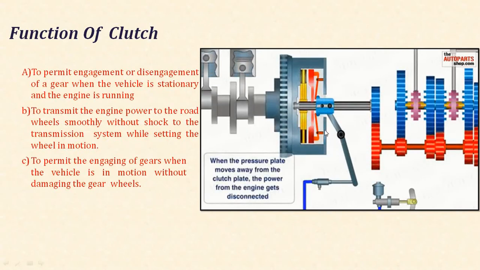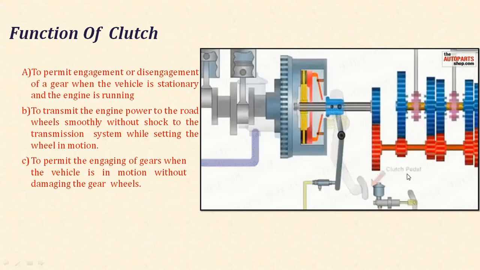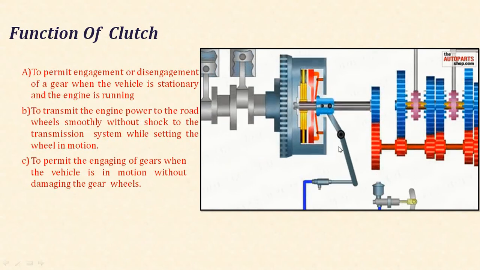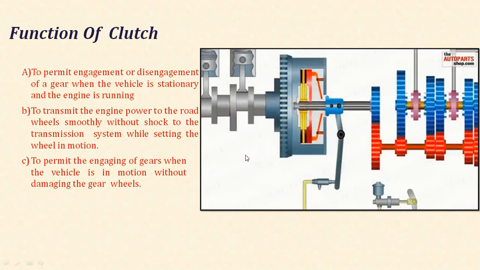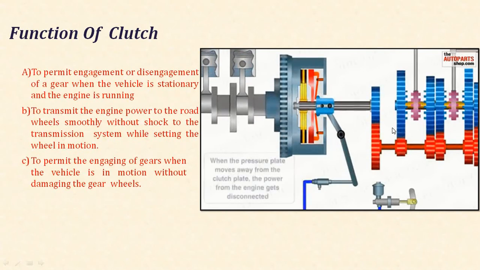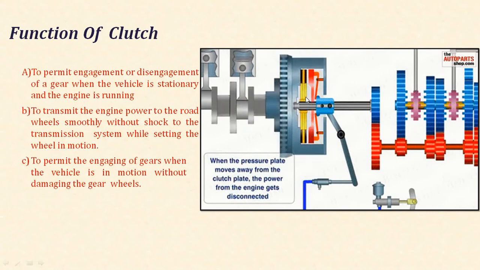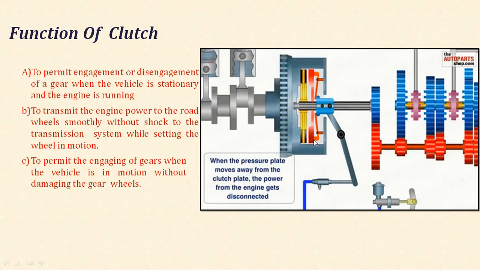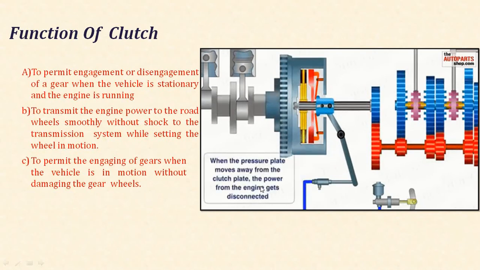Now you can see the animation in which, when the driver operates the clutch pedal, fluid flows through the linkages, the pressure plate moves, and disengagement occurs. The clutch is disconnected from the engine, and this operation occurs smoothly at the time of driving the vehicle or at the time of changing the gears.